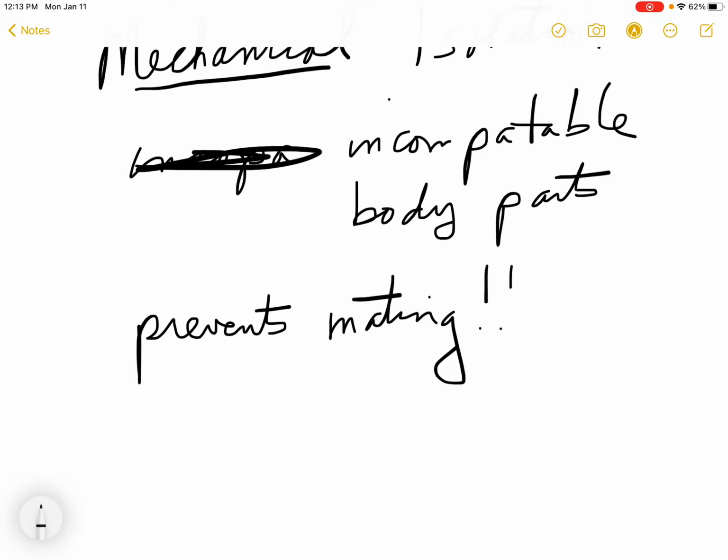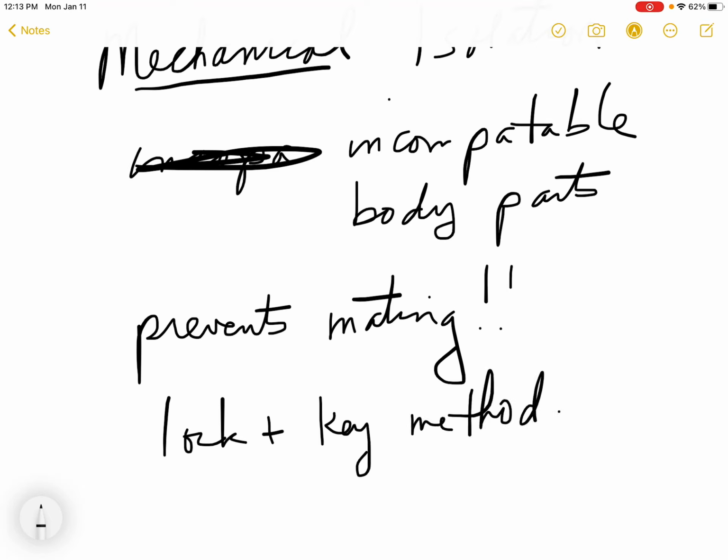Okay? So the genital anatomy is very distinctive, especially with insects. We find all kinds of strange variations in insect genitals. But even among mammals, we find that. You can kind of think about it as the lock and key theory, or lock and key method. If the key doesn't fit the lock, nothing's going to happen.